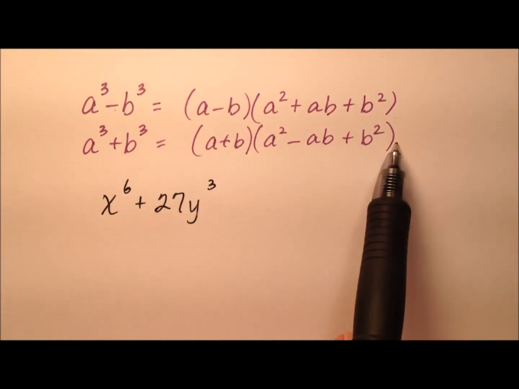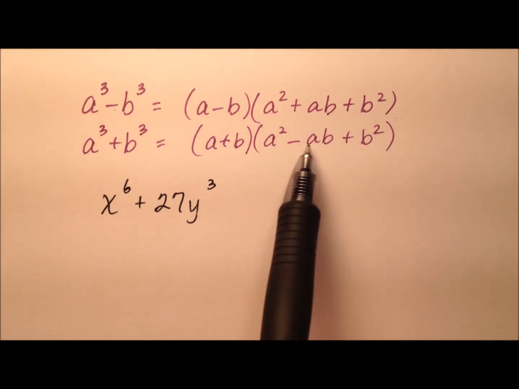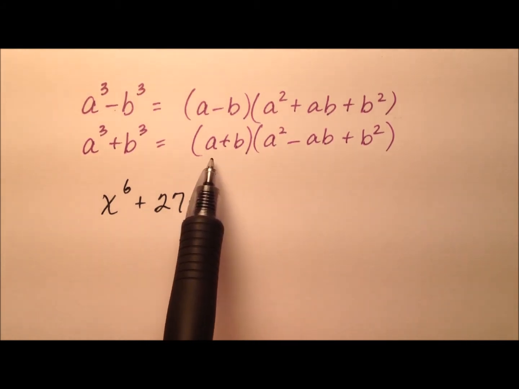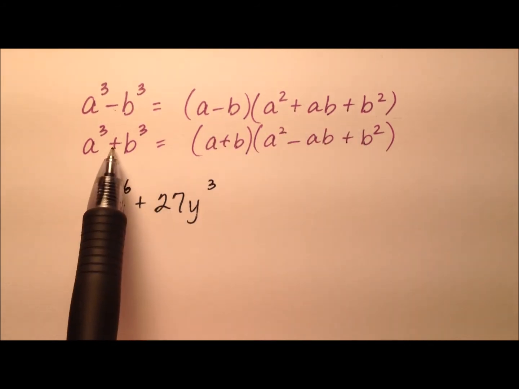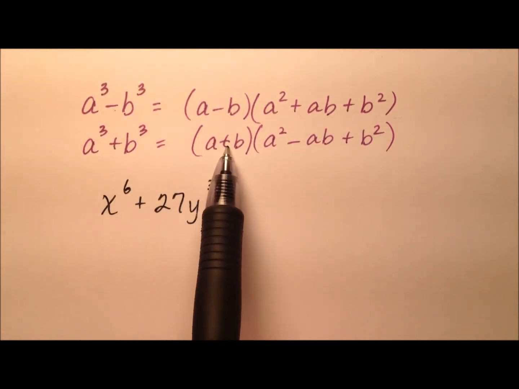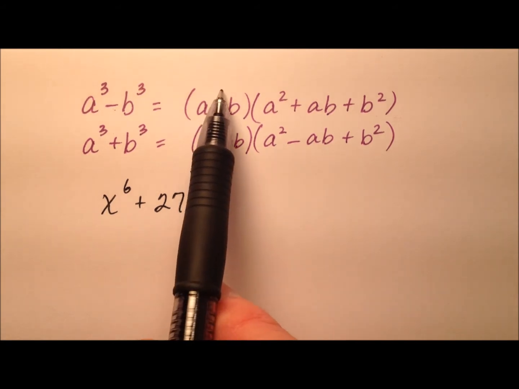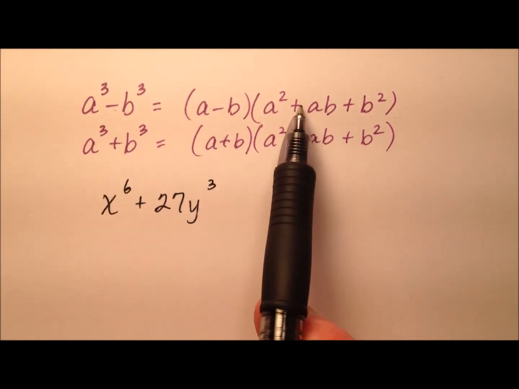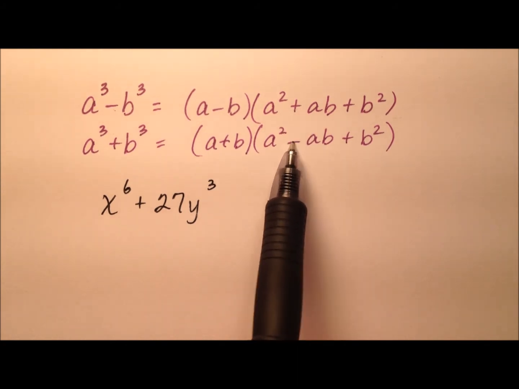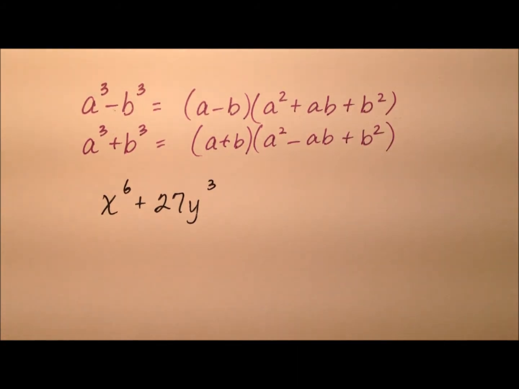And you'll notice a lot of commonalities between the difference of cubes and the sum of cubes. All the a's and b's are in the exact same places. The only difference are the signs in a couple places. So the difference of cubes, we have minus, plus, plus. And in the sum of cubes, we have plus, minus, plus. So you'll notice the sign of this first quantity just matches here, and the second sign is the opposite, and the last sign is positive in both cases.